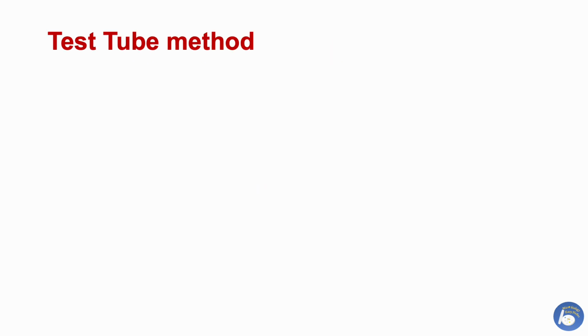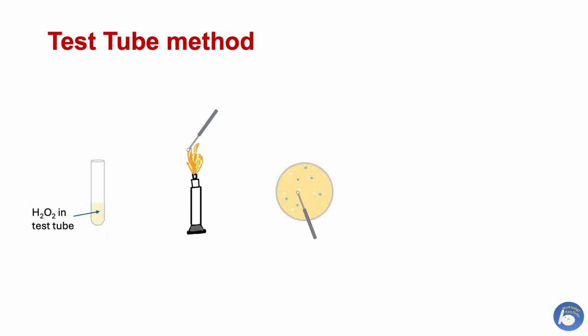Test tube method. First, take 1 to 2 ml of hydrogen peroxide solution into a test tube. Heat sterilize the inoculation loop, cool it down. Take the bacterial colony sample from the petri dish, then dip this inoculation loop into the test tube which is containing hydrogen peroxide solution. Observation.